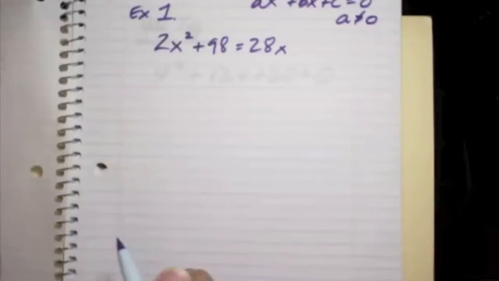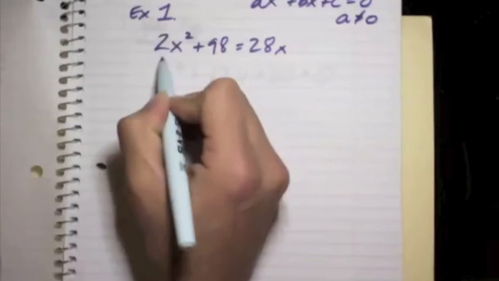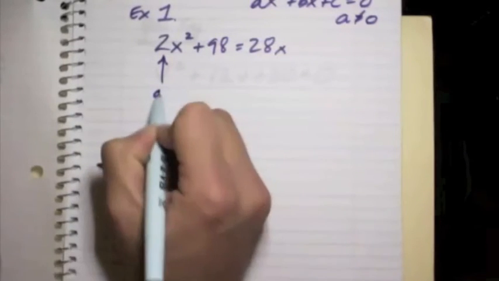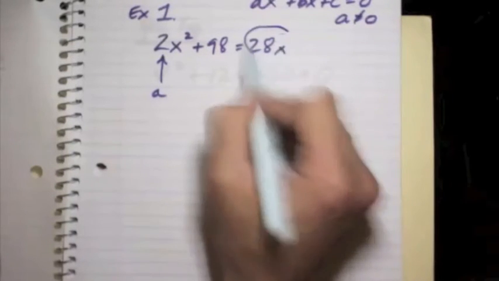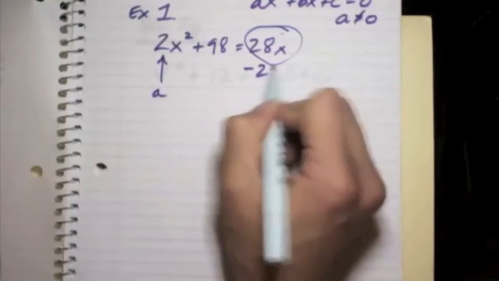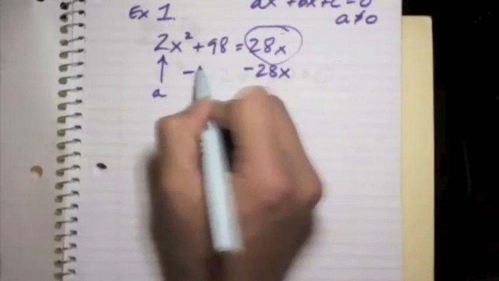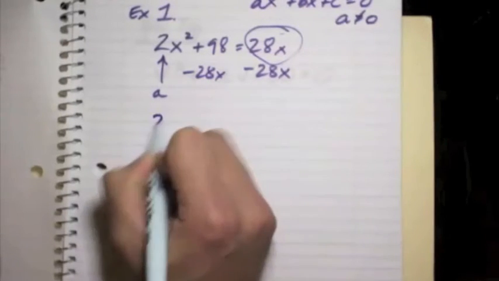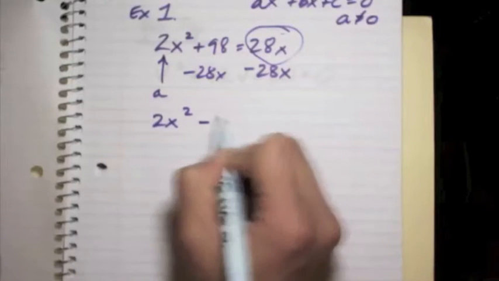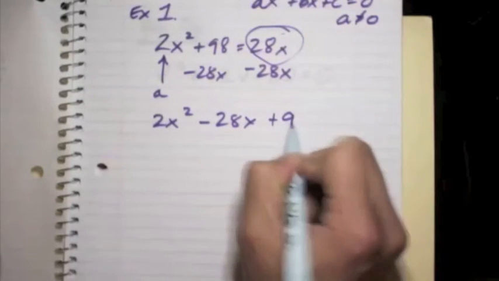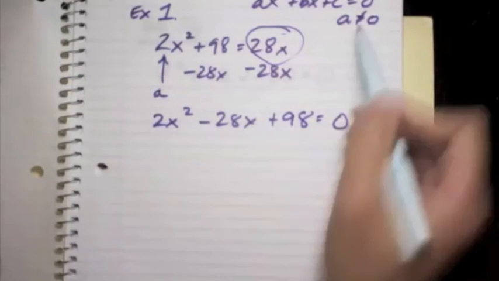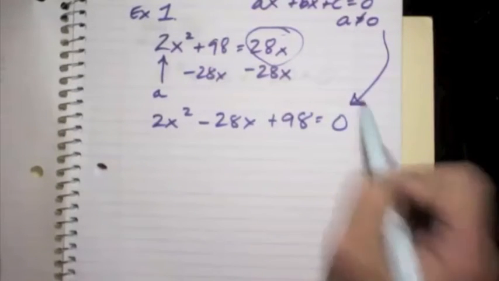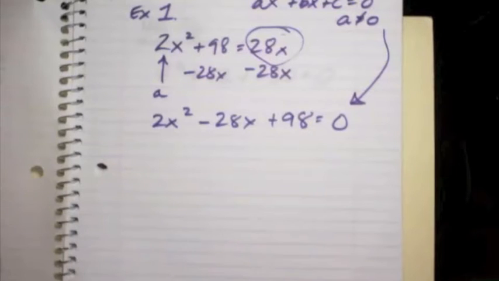Okay, so we have an a. This looks like your a here. Here's your a. B is here. Okay, so what we have to do now is we have to subtract 28x on this side and subtract 28x on this side. So we need to rewrite the equation. It will look like this, equal to 0, because we have to have it in this form here. Okay, always has to be in the quadratic equation form to start off with.